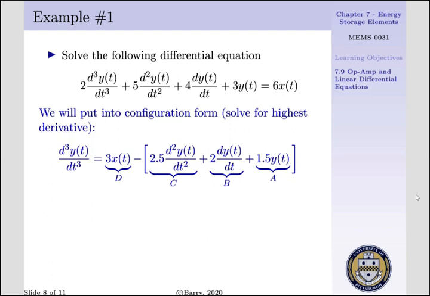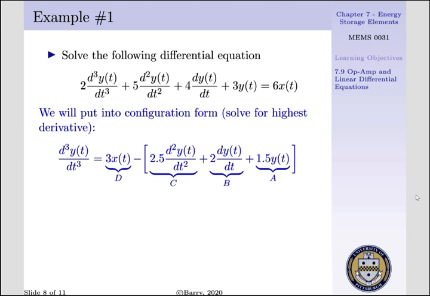Now to solve this, we want to put it into configuration form. That is, we solve for the highest derivative. The third derivative of y with respect to t would be equal to 3x(t), our input into our system, less the quantity 2.5 times the second derivative of y with respect to t, plus 2 times the derivative of y with respect to t, plus 1.5 y(t).